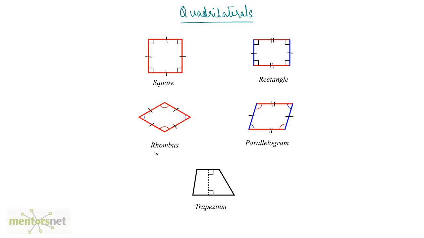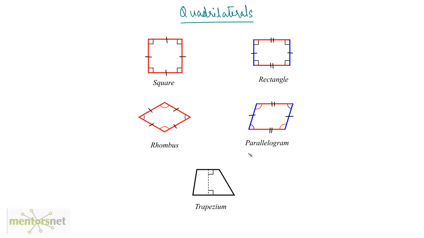A rhombus is a little bit different. It is similar to a square in the sense that the sides are of equal length, but the angles are not of 90 degrees. In fact, opposite angles are of equal value, right?